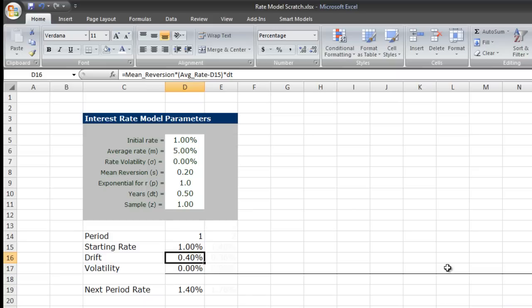Great, so now we've got our next period rate. How do we go from that period to the next? Now we start with our 140. We apply the same formula. In this case now our rate from the prior period is 140 and not 1%. And we see that our drift term in this second period, the second 6-month period, is 36 basis points. And again, without any volatility, that gets us from 140 up to 176.